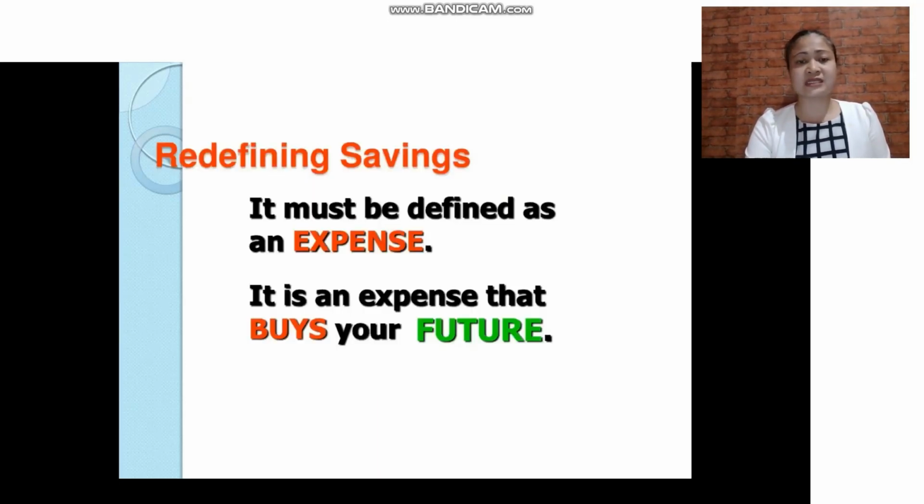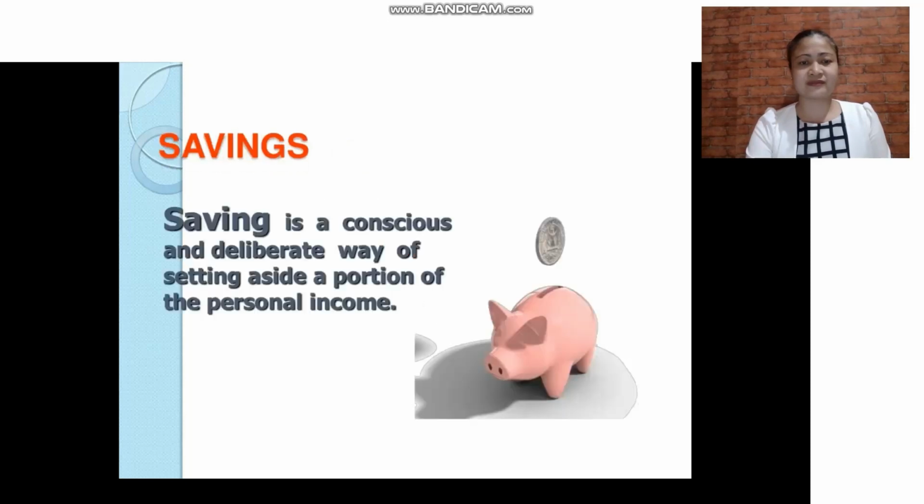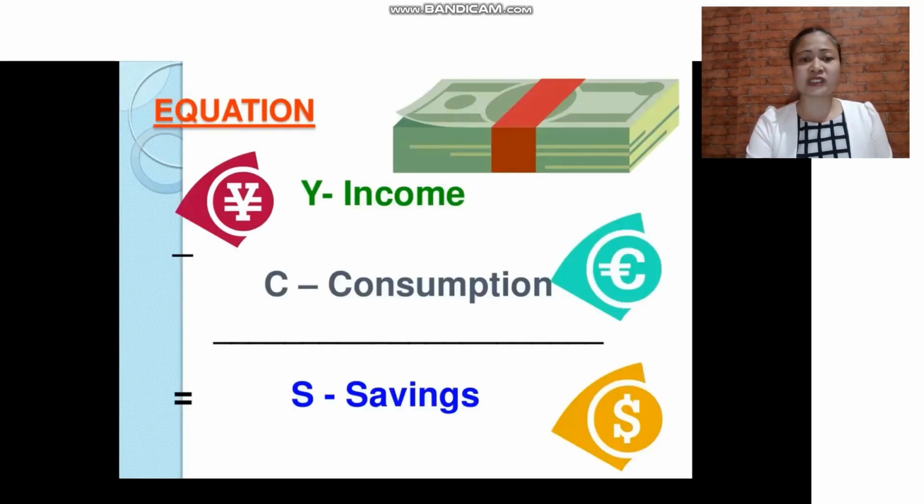Redefining savings. It must be defined as an expense, an expense that buys your future. Savings is a conscious and deliberate way of setting aside a portion of the personal income. Just a portion of your income, so you have to save just a little to make it big. The equation: Y for income, C for consumption, and S for savings.